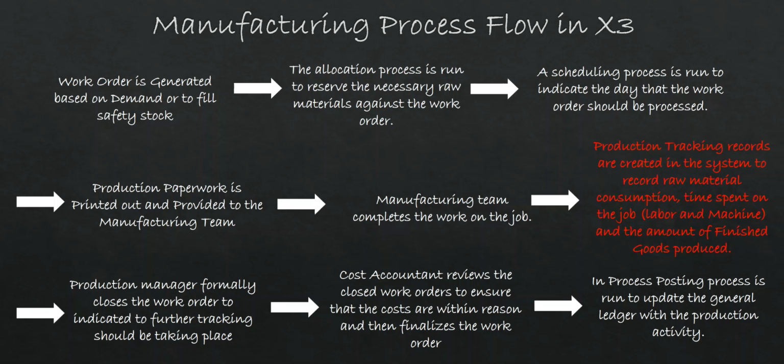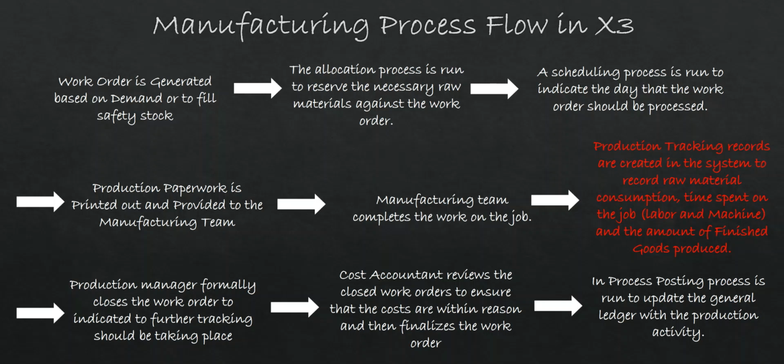Next, there's a scheduling process that can be run within X3 to basically put the work order on the production schedule and to register the load against the respective work centers that are called out. The 4th step here is to print out the production paperwork and distribute that to the manufacturing team, followed by the step where the manufacturing team actually completes the job on the work order. Then the sixth step here is for the production tracking.